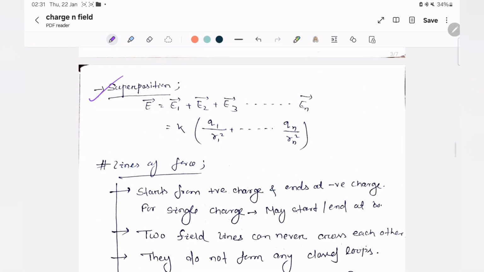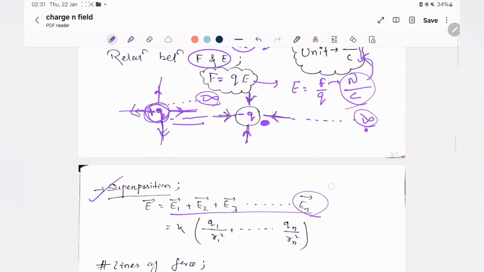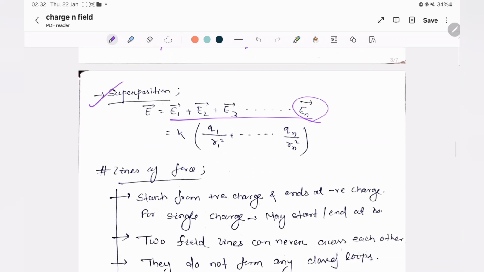Now the superposition principle. It is like the force superposition principle. It is the summation of all the electric fields due to the nth charge. So it is k into the whole of q1 by r1 square plus up to qn by rn square.